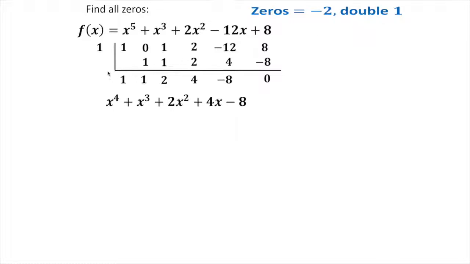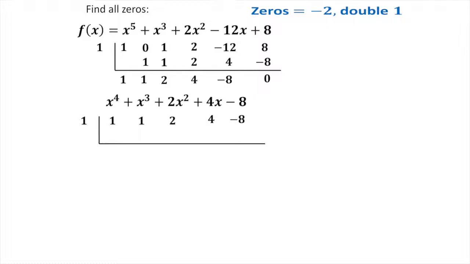Now again, I have a 1 here that I can take out again. This is another factor of mine, 1. So I put my 1 on the outside, and I'm going to go through and write down all my coefficients. This will be 1, 1, 2, 4, -8. So I write down all of those, and I do synthetic division again on this one.